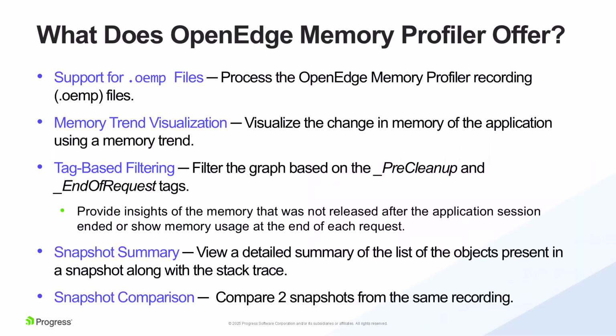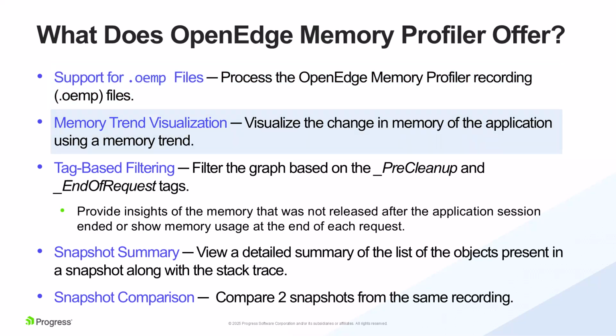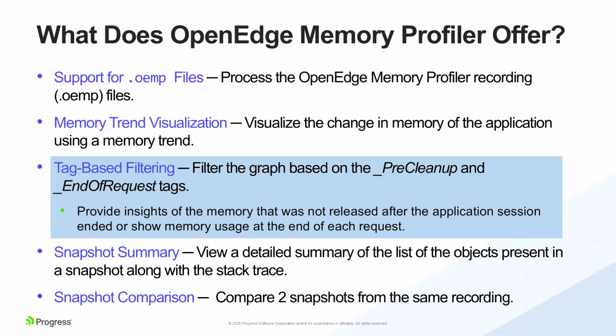So, what does the OpenEdge Memory Profiler offer? Support for .oemp files. These are processed memory profiler recording files used to extract and visualize memory usage data. Memory trend visualization displays memory usage trends over time, helping developers understand how consumption evolves during execution. Tag-based filtering allows filtering of memory graphs using tags like _pre-cleanup, _end-of-request, and more. This helps focus on specific lifecycle stages.